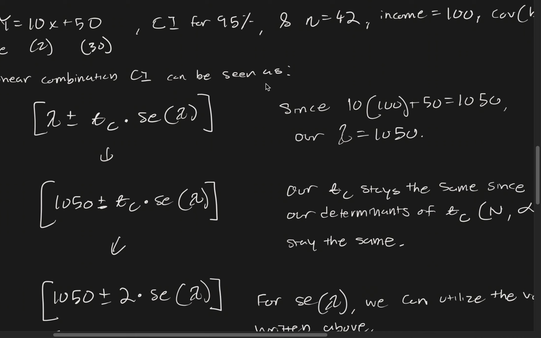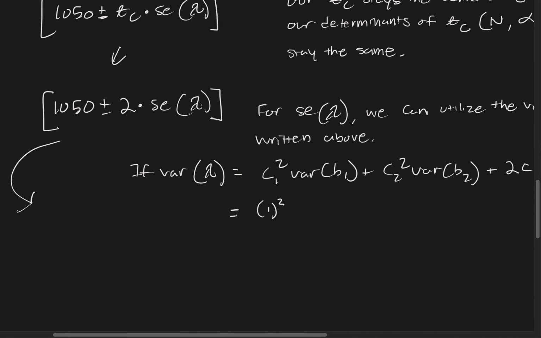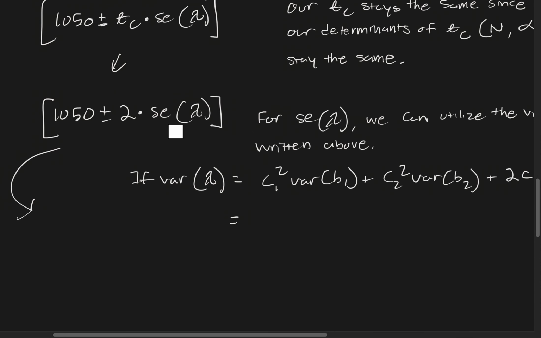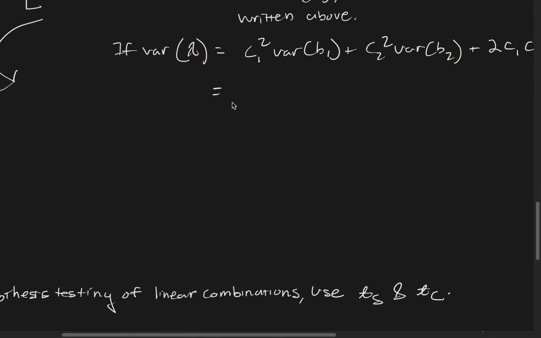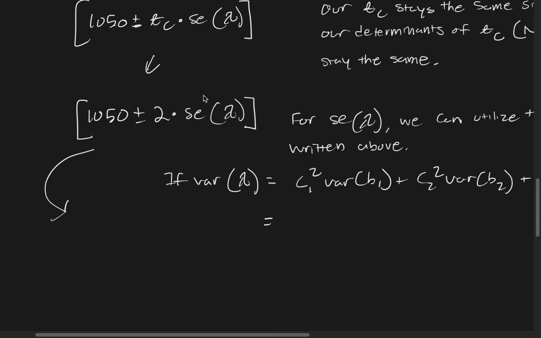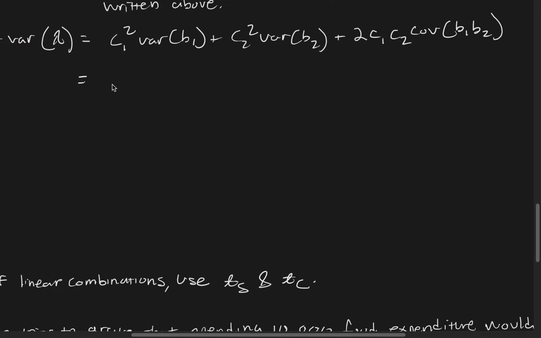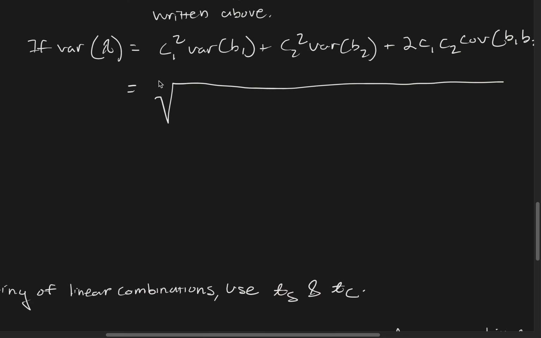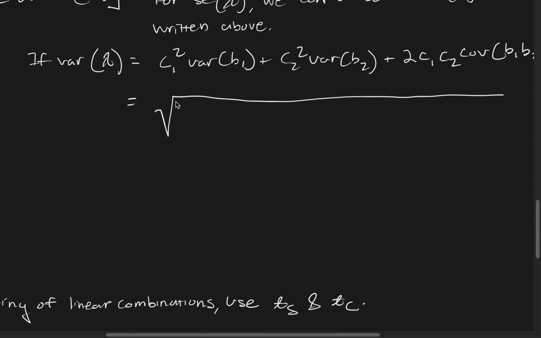Variance of b1. So actually, before I go into this, the standard error, if we want to calculate it for the confidence interval, we want to square root our variance to find the standard error, right? So given our variance formula, we can just square root that in order to find the standard error right off the bat.